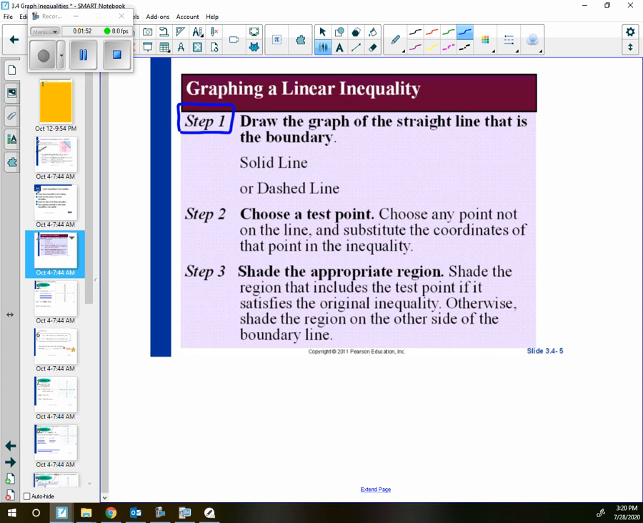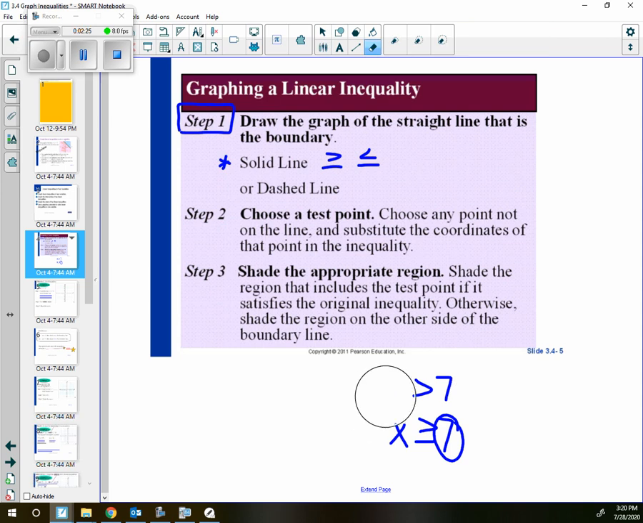It has to do with whether or not the line is part of your answer, included or not. If the line is included as part of the solution, then you use a solid line. Think about the difference between graphing x is greater than 7 versus x is greater than or equal to 7. What would be the difference there? Well, 7 is actually included in the second one. So if you have greater than or equal to or less than or equal to, that value is part of the solution, so you use a solid line to show that.